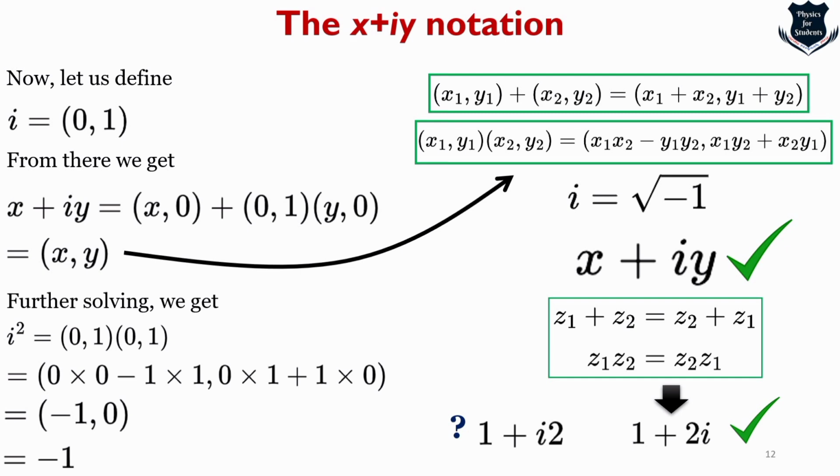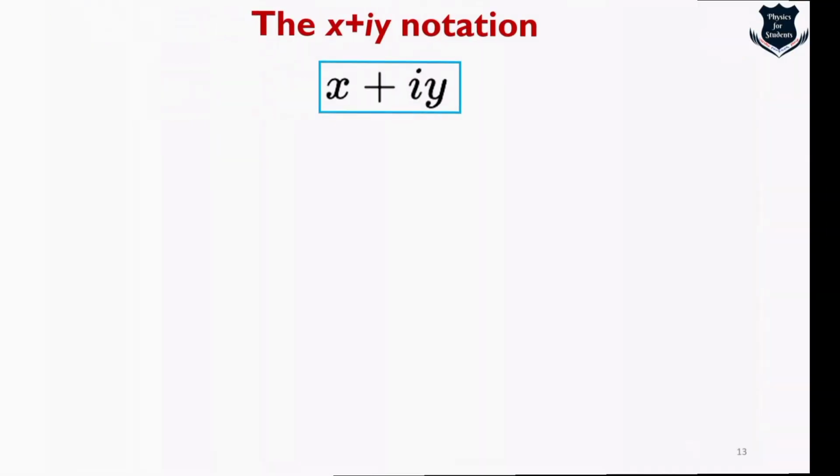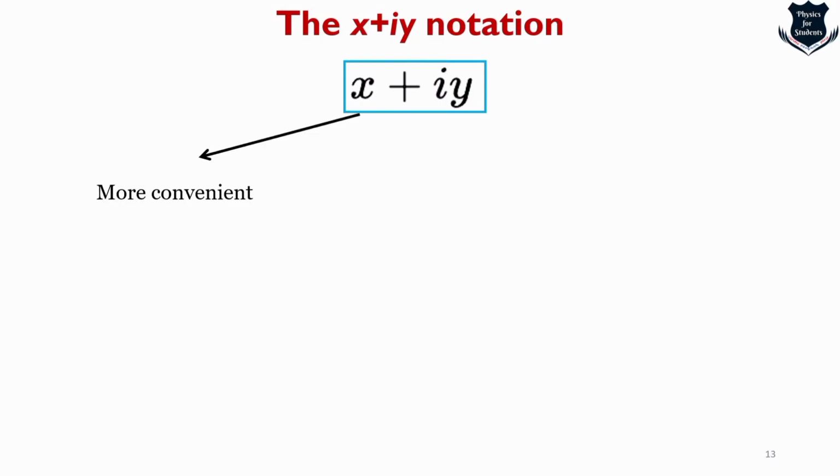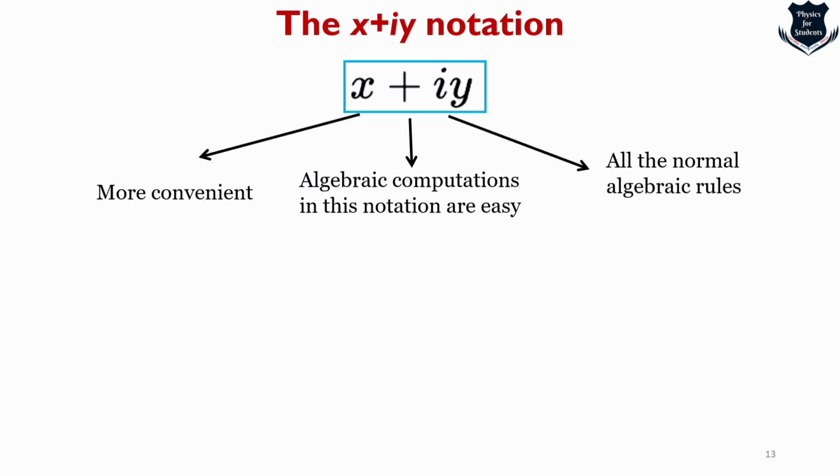Now having said this, we have defined and more or less intuitively or mathematically arrived at how i equals the square root of minus 1, what Leibniz called an amphibian, something between being and not being. We will now see quickly the advantages of this kind of notation. One is that it is more convenient in terms of doing mathematical calculations. Second, algebraic computations become much easier with this notation. And third, in general, all the algebraic rules are followed. So these are the three major advantages of using x plus iy or a plus ib, whatever the notation.